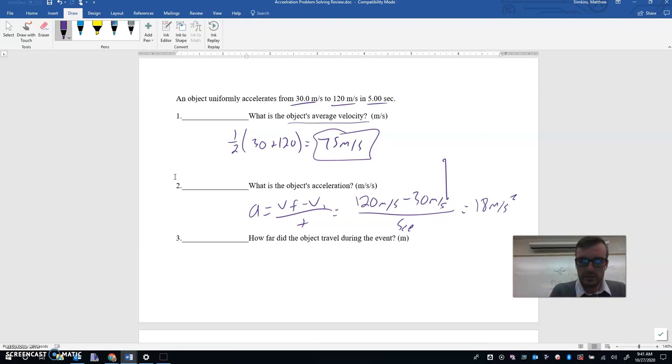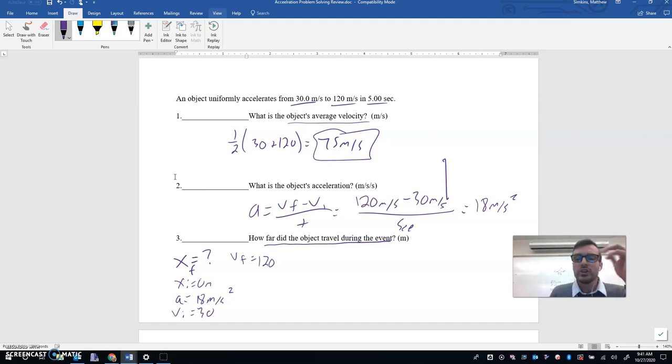Here's where things get interesting, though. How far did that object travel during the event? How far is x? So now we're solving for x final. Remember the rule. We can make x initial equal to 0 if they don't tell us specifically where we need to start. But let's make our list of knowns. We do have a. We know a is 18 meters per second squared. We know the v initial is 30, and we know the v final is 120. So in this case, remember we said sometimes what you don't know tells you more than what you do know. Because we know so many things, we pretty much can use any equation that has an x in it. All right, so let's go ahead and look at this one that's on our equation sheet. Delta x equals 1/2, VF plus VI times T.